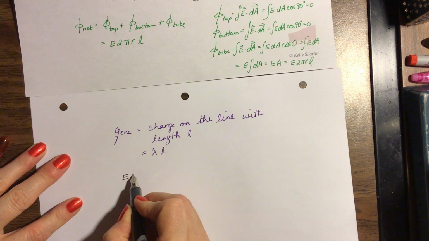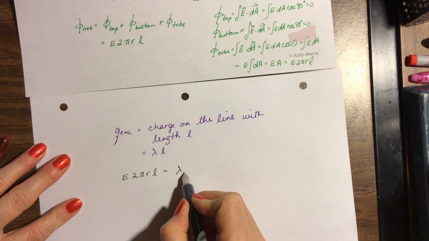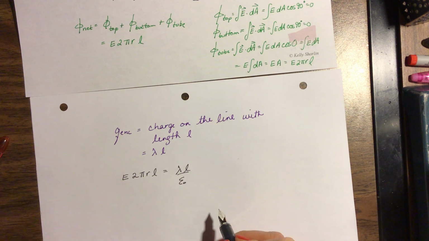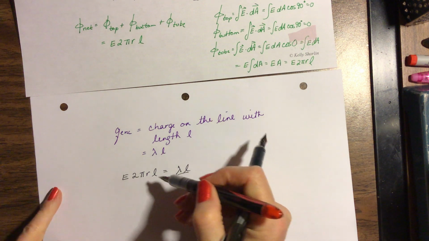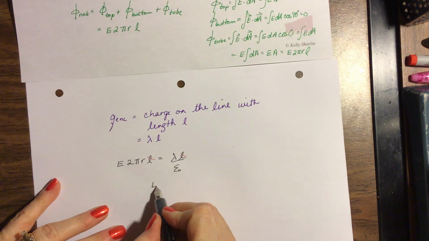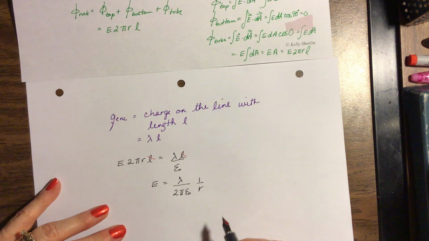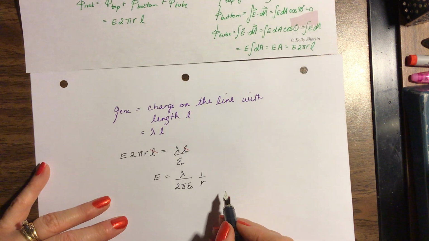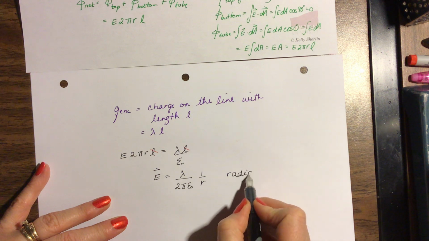So E times 2 pi r L equals lambda L over epsilon naught. Let's get my E on the side by itself. I see that I've got an L on both sides, so they can cancel. E equals lambda over 2 pi epsilon naught times 1 over r. Electric field is a vector, of course, so the direction is radially outwards.